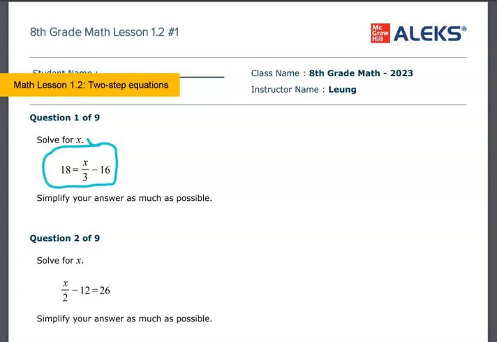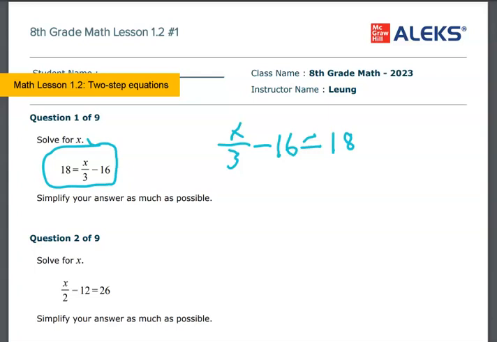And again, I want to get in the habit of rewriting it in a way that makes it easy for me. So I'm going to rewrite this like so. Okay. Now, when we do two-step equations, we have to remember that we do addition and subtraction first. So when we're solving for x, we actually look at the addition or subtraction first. So I'm going to look at the 16.